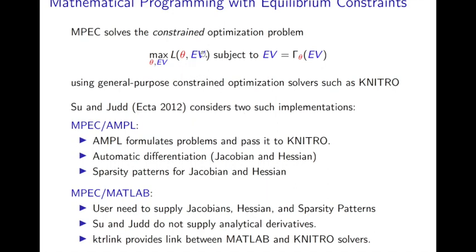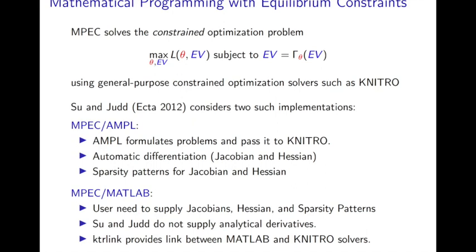And the Hessian here, I'm talking about the Hessian of the likelihood function, differentiating twice with respect to both the structural parameters theta and the expected value functions. So this is actually a much bigger Hessian than you would have in the unconstrained optimization problem. It turns out that these two matrices are really sparse and it's key to implement that. So we're going to look a little bit in detail at that now.